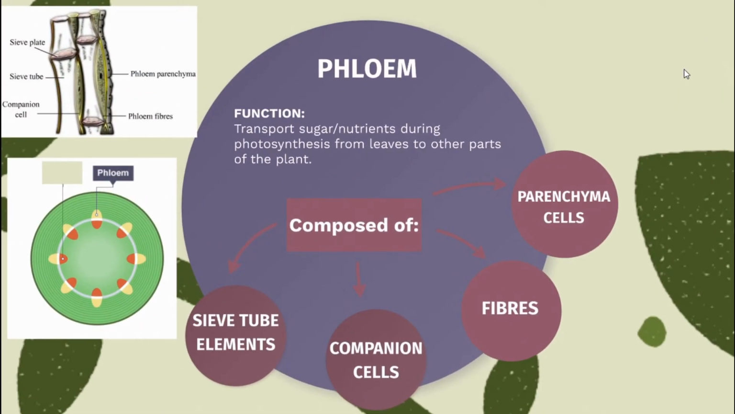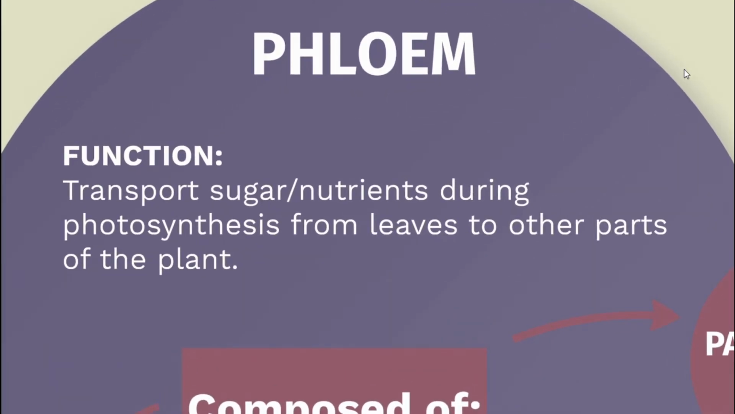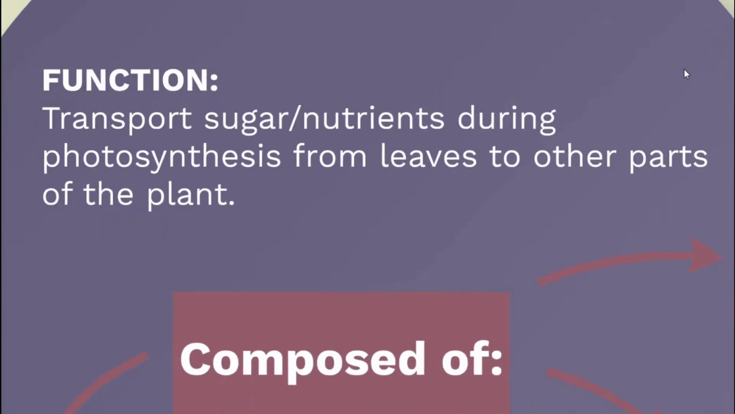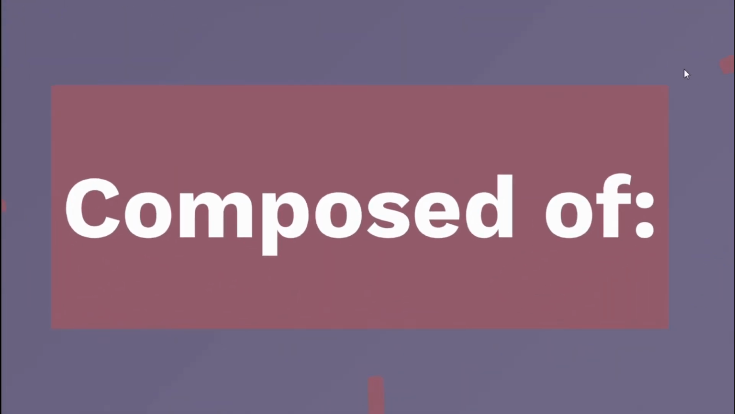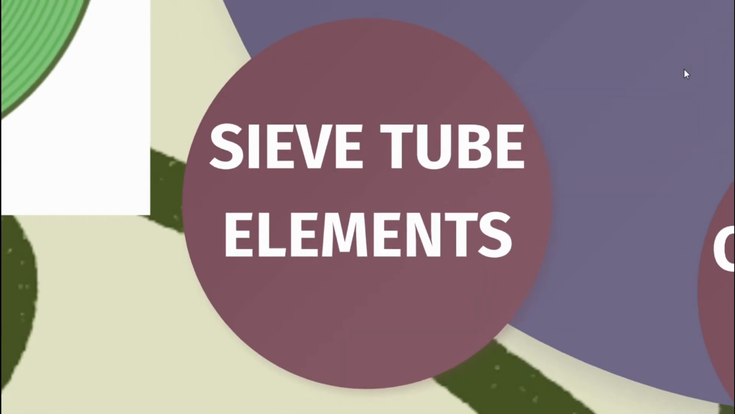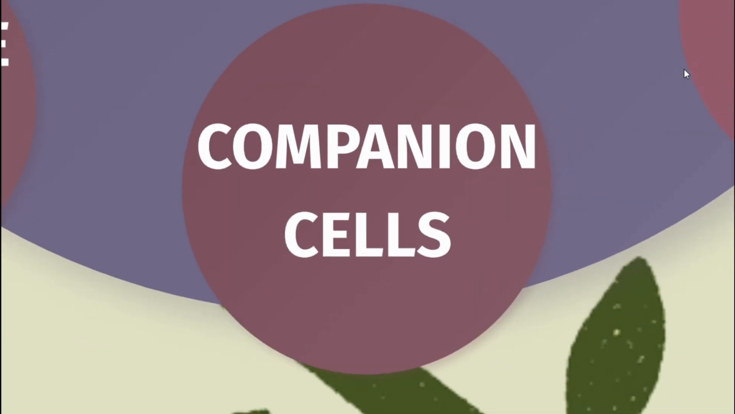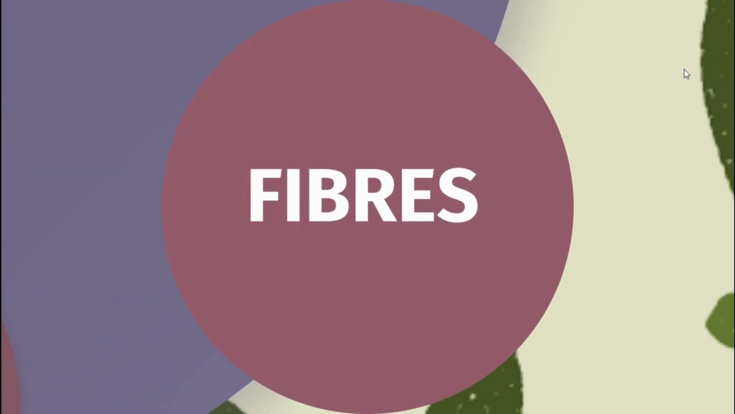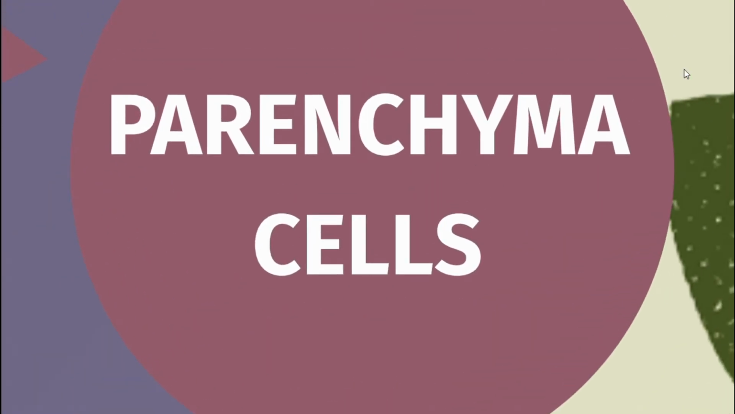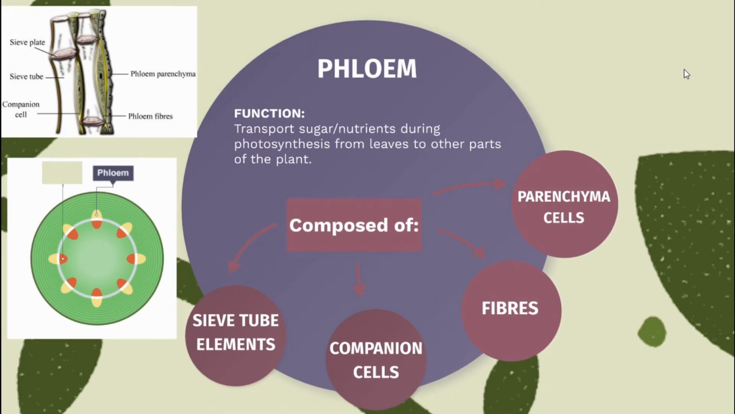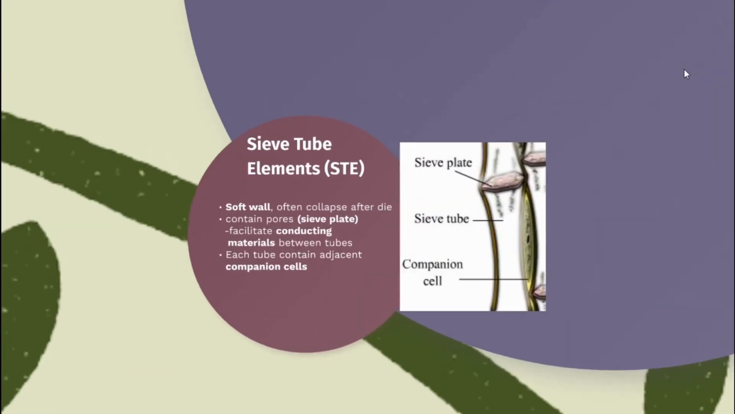Phloem. Phloem is located next to xylem, but facing the outer part of the vascular tissue system. Its function is to transport sugar and nutrients produced during photosynthesis from the leaves to other parts of the plant. Phloem is composed of sieve tube elements, companion cells, fibers, and parenchyma cells. We are going to discuss sieve tube elements and companion cells.